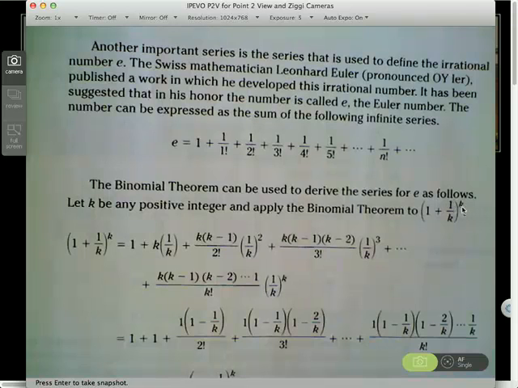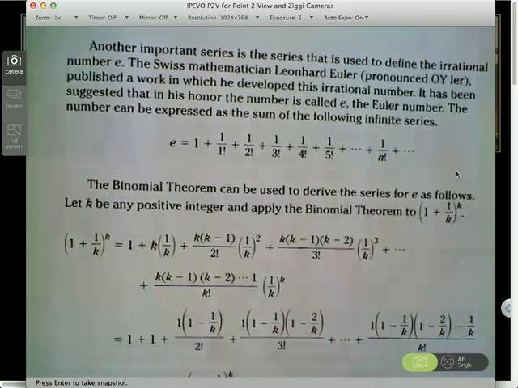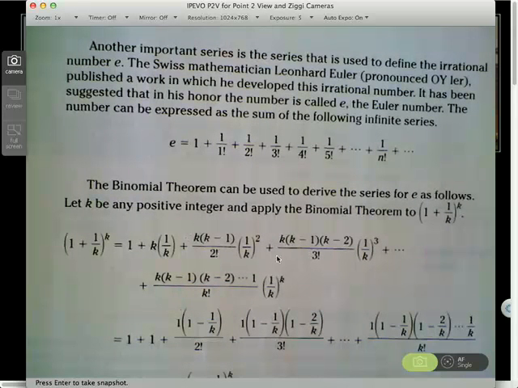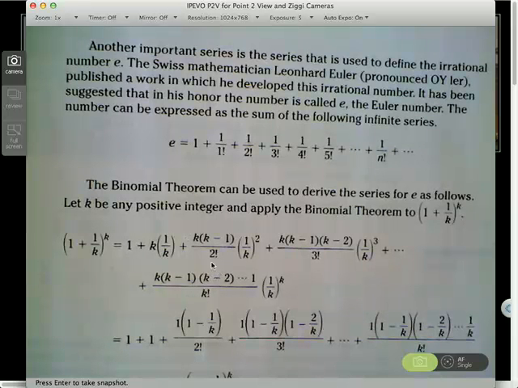If I expand this using the binomial theorem, I'm glad I'm not writing this down. It would take a lot of time. Man, I'm getting so many glitches in my screen.